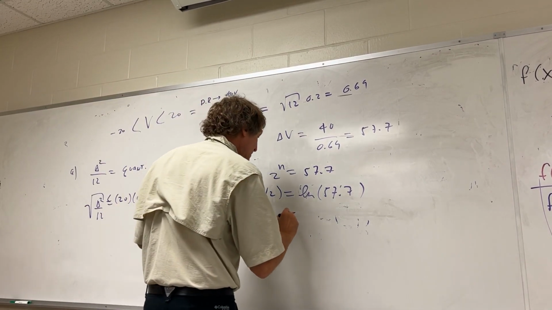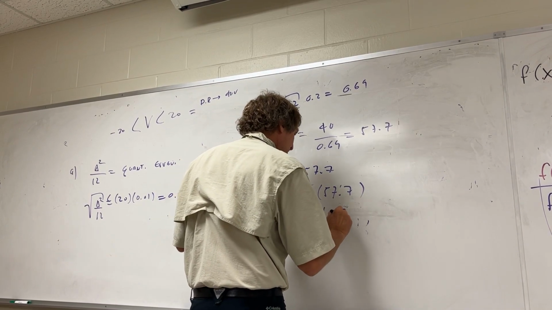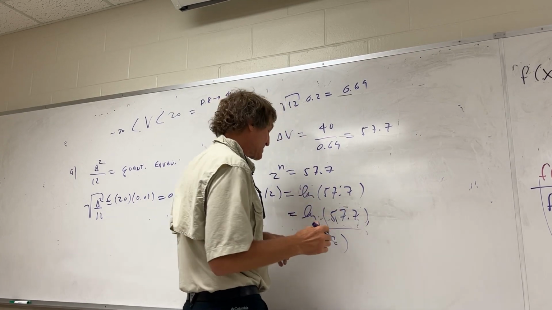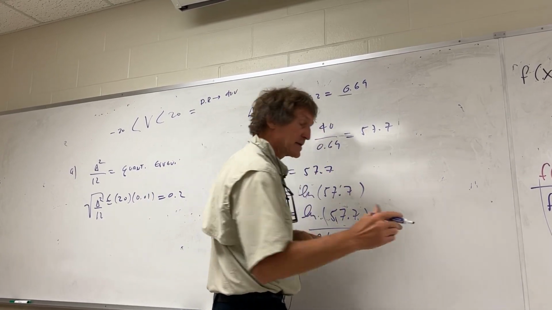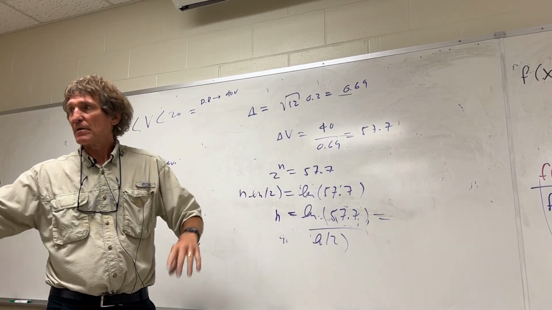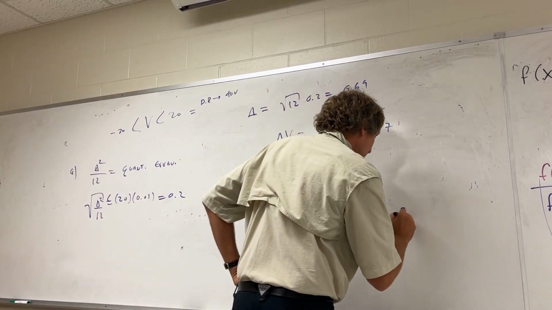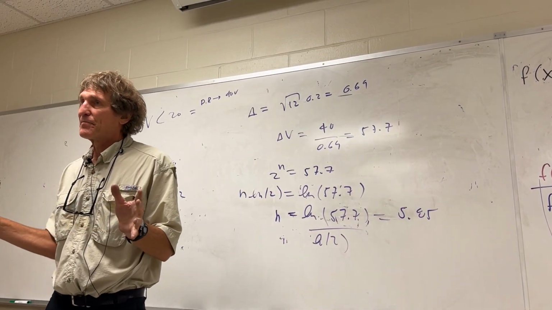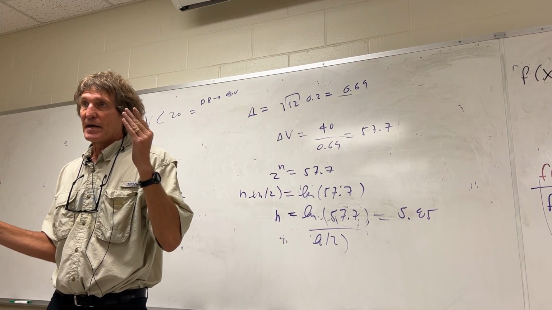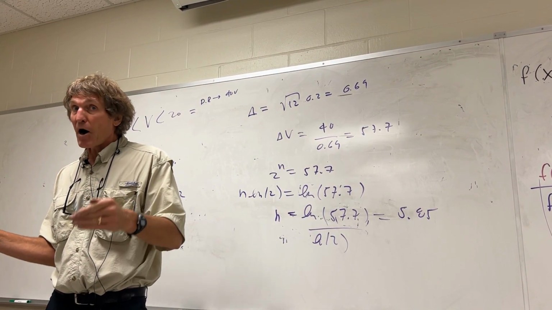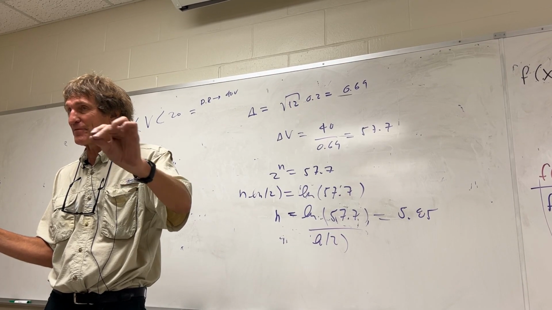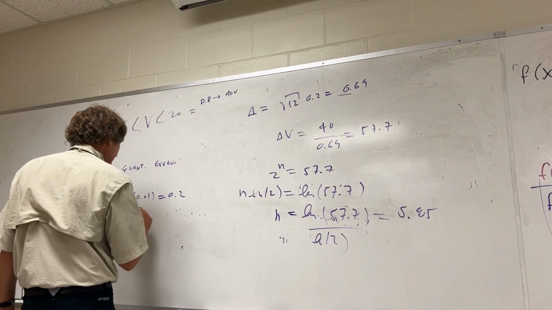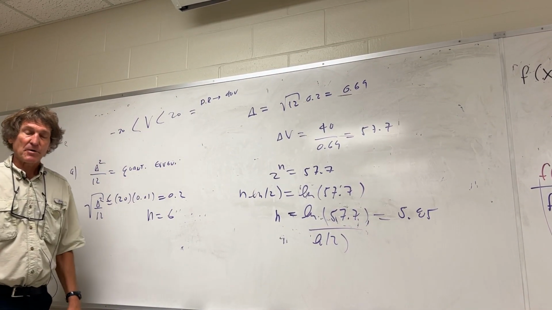Take a look at this, and now we get n equals the natural log of 57.7 divided by the natural log of 2. You could use log base 10, it doesn't matter. That's n. What is n? It's 5.85. Now you can't have 5.85 bits. It has to be an integer value. The next possible integer value after 5.85 is 6, right? So that means N equals 6. What's the next part, please?